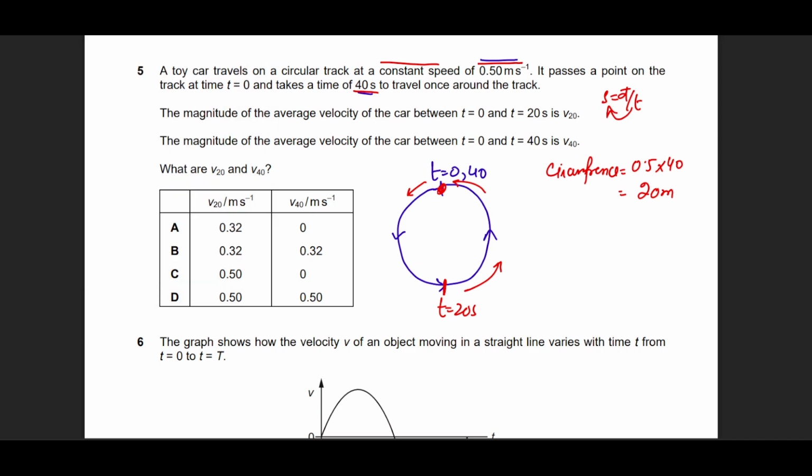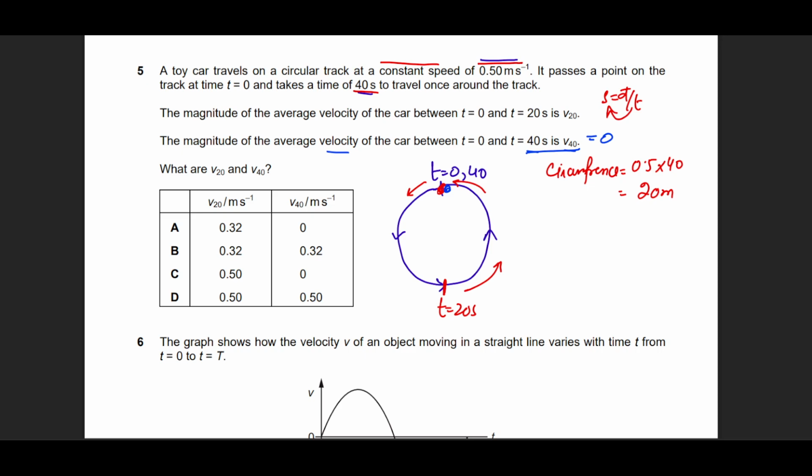Then he tells me that the magnitude of average velocity between t0 and 40 is v40. Okay, fine. That would have been at this point when it came back to the position. He says, what are V20 and V40? You see, we need to realize very head on and very straightforward that V40 is going to be 0.